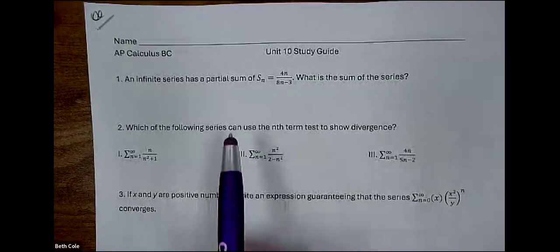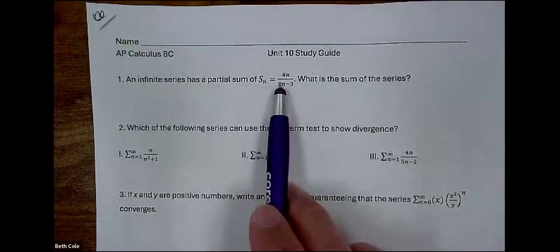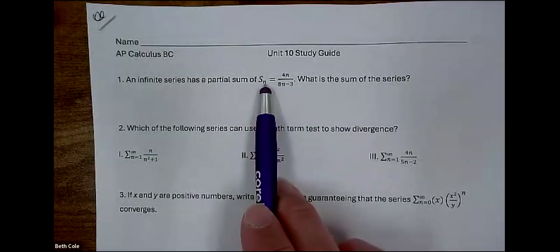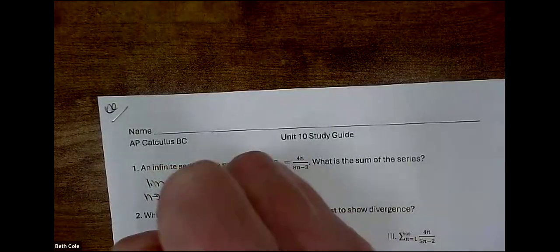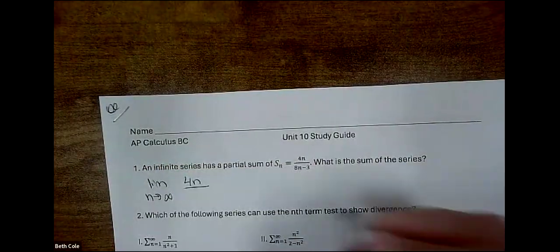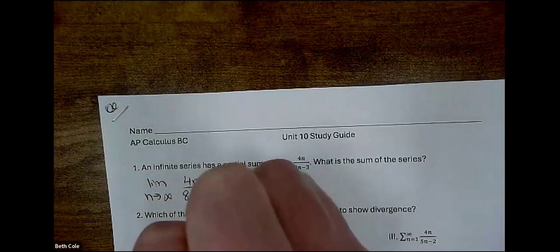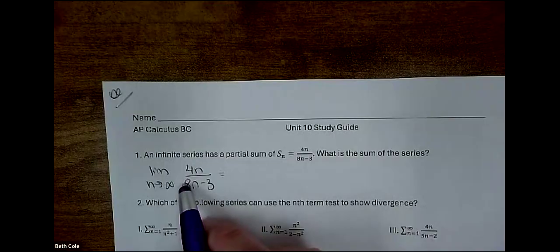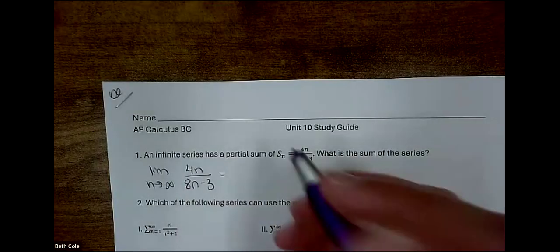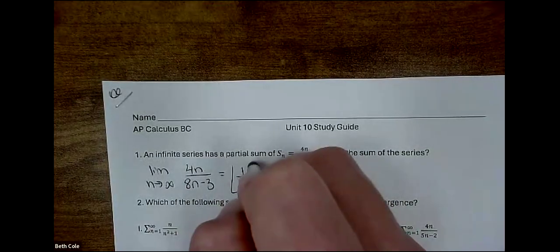So an infinite series has a partial sum, summing up the first n terms of this. What is the sum of this series? So we're going to take this out to infinity. This is n, this is also n. When it's a tie, you use the coefficients as a tiebreaker, so it would be 4/8 or 1/2.